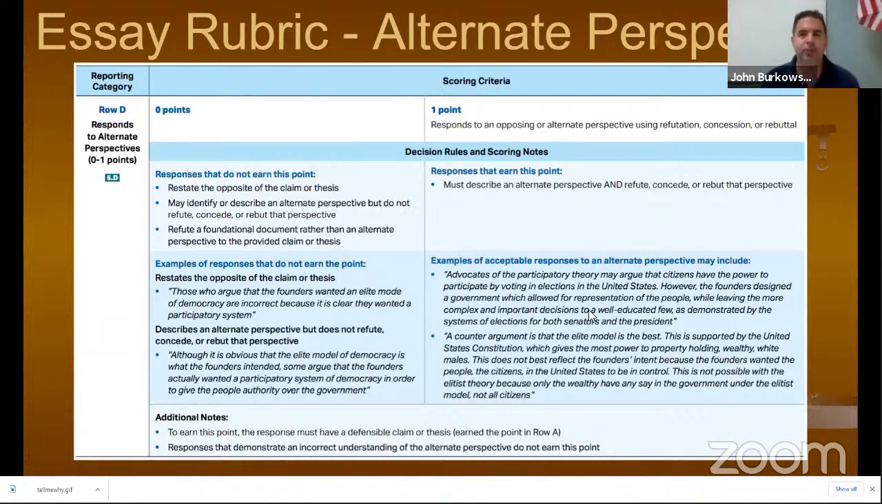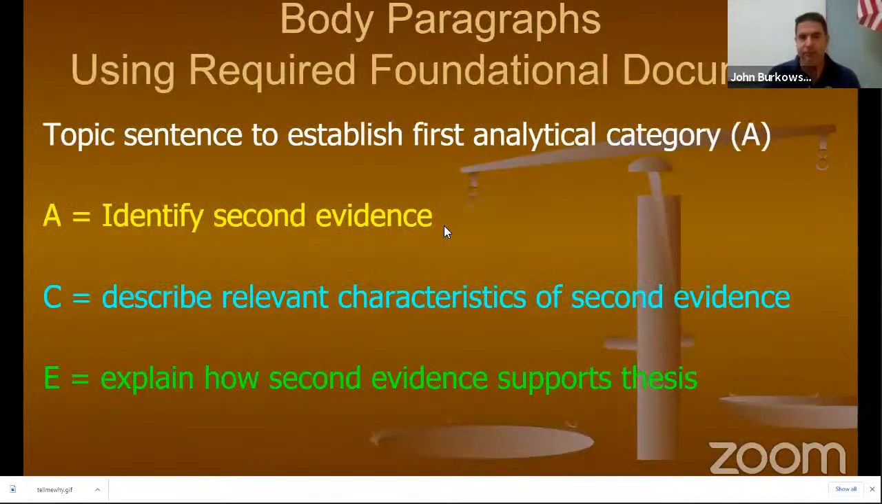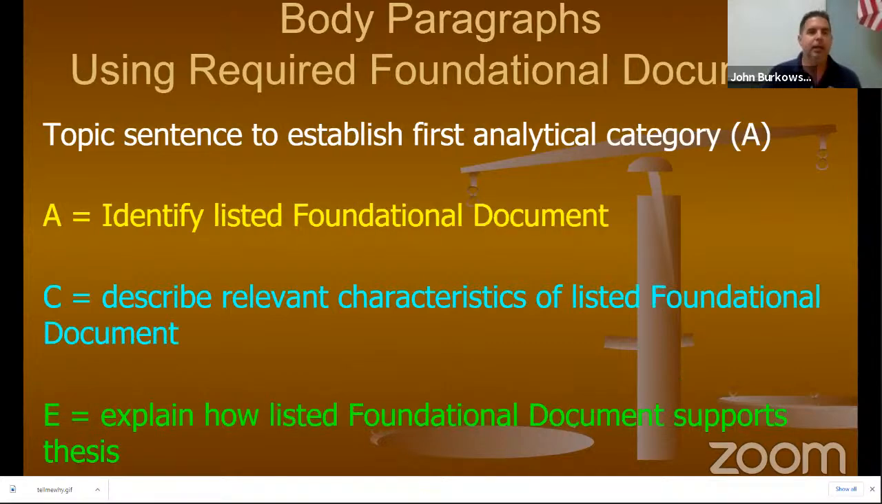So to go back to the question about how we can get that row C point, just real quick, it's ACE. Just to be explicitly clear about that, it's ACE. Especially the E part. When you ACE this foundational document or any other piece of evidence, make sure you do the E part. Right? That's what's going to help you get the reasoning point.